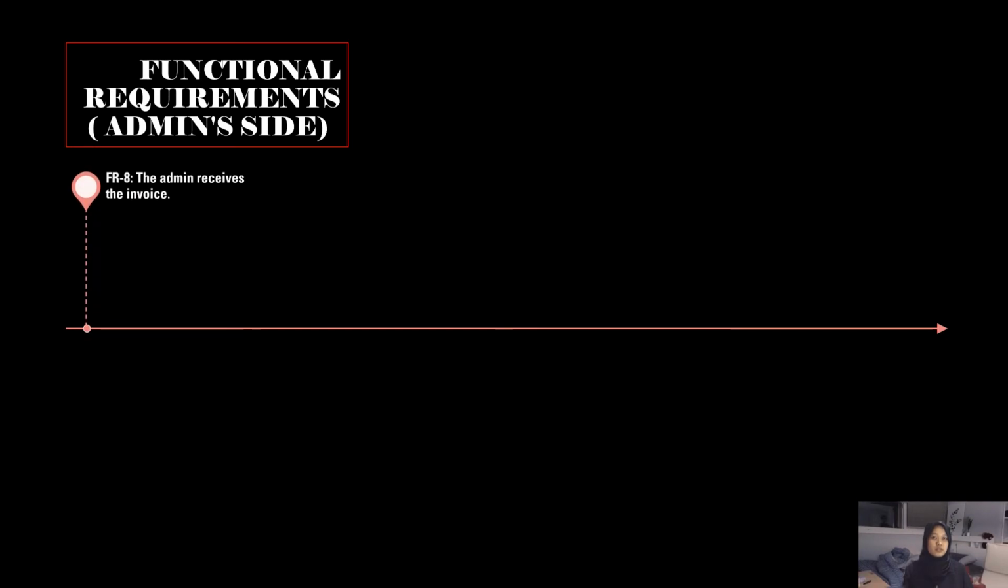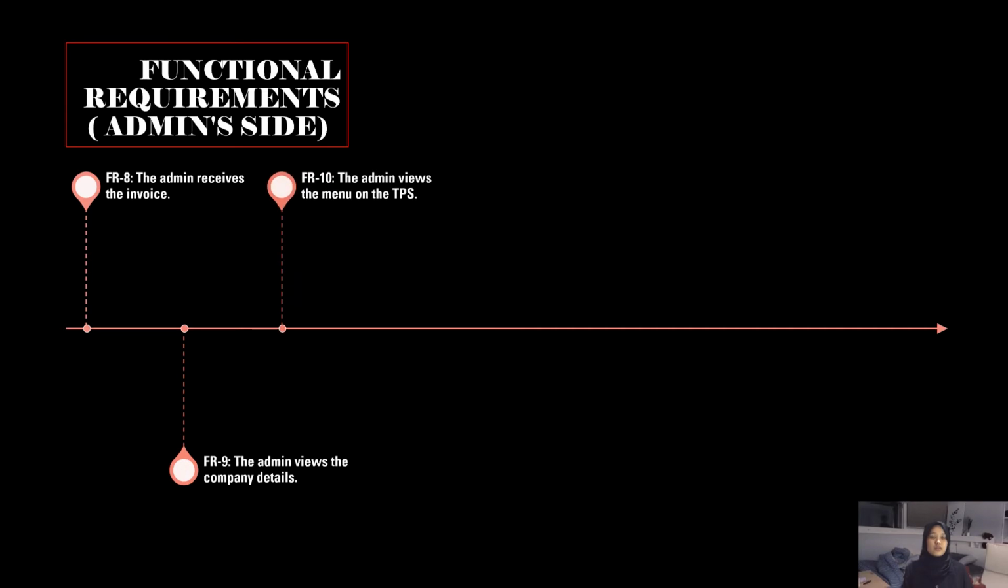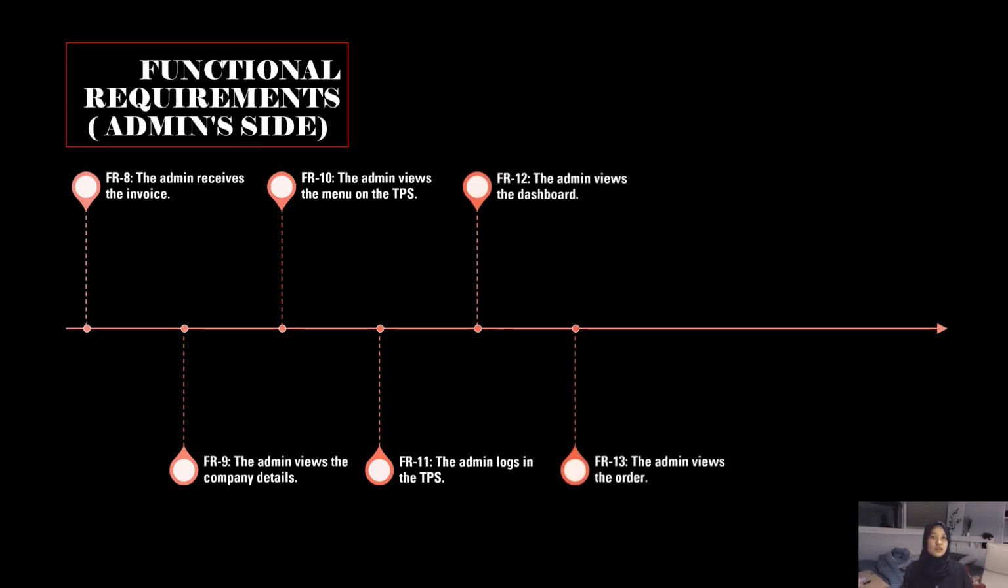Moving on, I will talk about the admin side. In the admin side, the admin receives the invoice, the admin views the company details, the admin views the menu on the system, the admin logs into the system, the admin views the dashboard, the admin views the order, the admin updates the menu on the system, and lastly, the admin views the sales report.